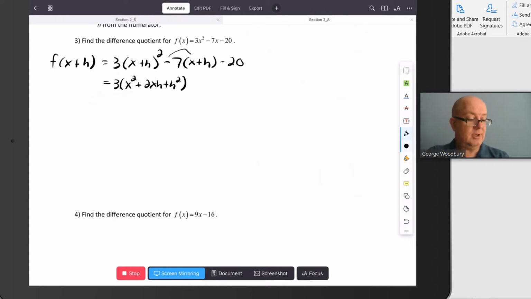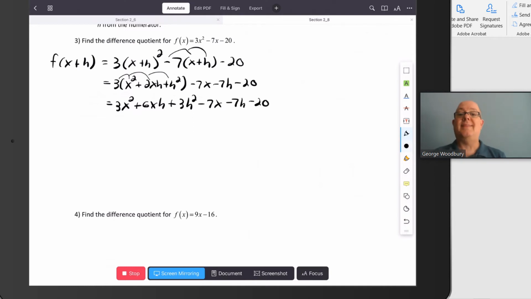Then I've got to distribute the negative 7, so negative 7x minus 7h, bring down the minus 20. The last step, I just need to distribute the 3 through that first set of parentheses. 3x squared plus 6xh plus 3h squared minus 7x minus 7h minus 20. Okay. That's the first step.